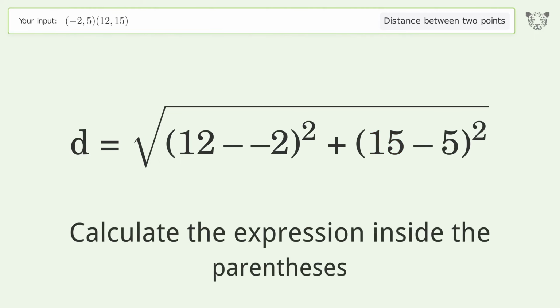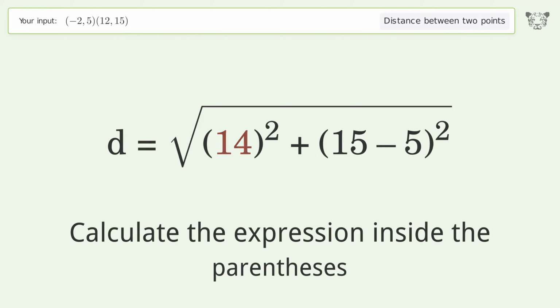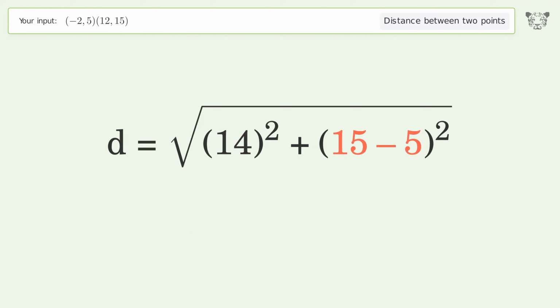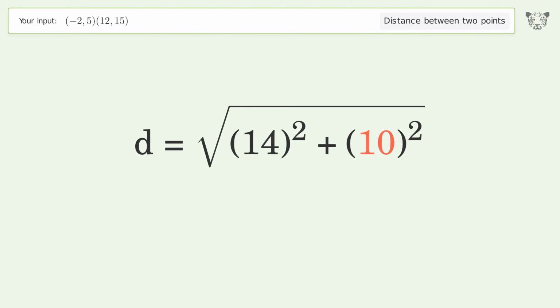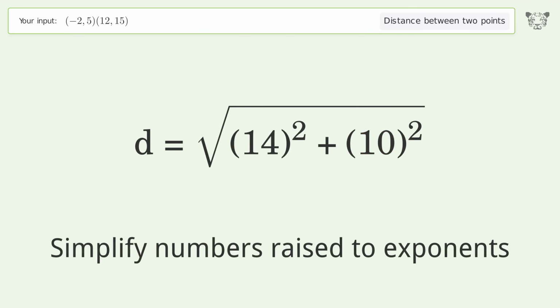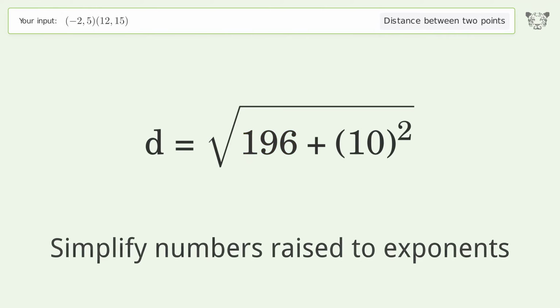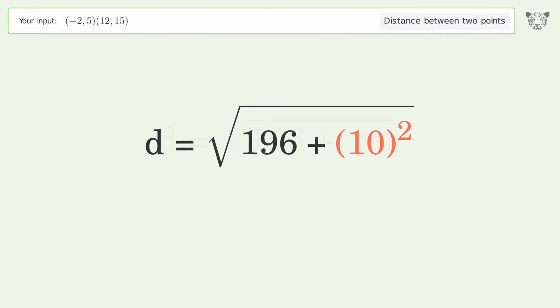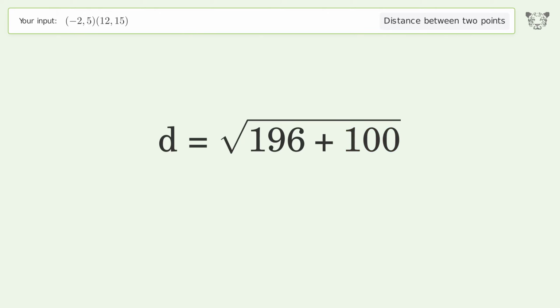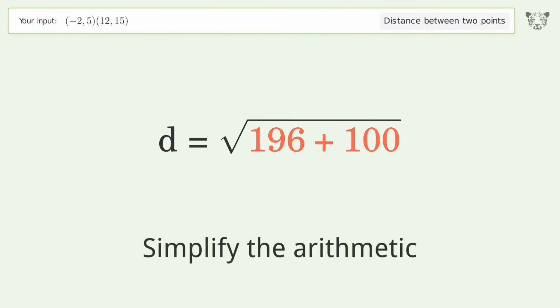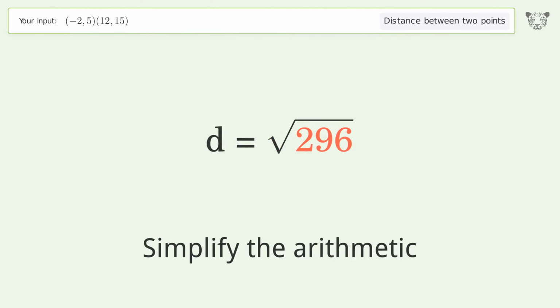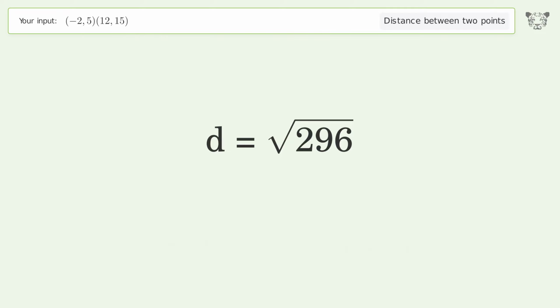Calculate the expression inside the parentheses. Simplify numbers raised to exponents. Simplify the arithmetic. And so the distance between the 2 points is the square root of 296, or 17.205.